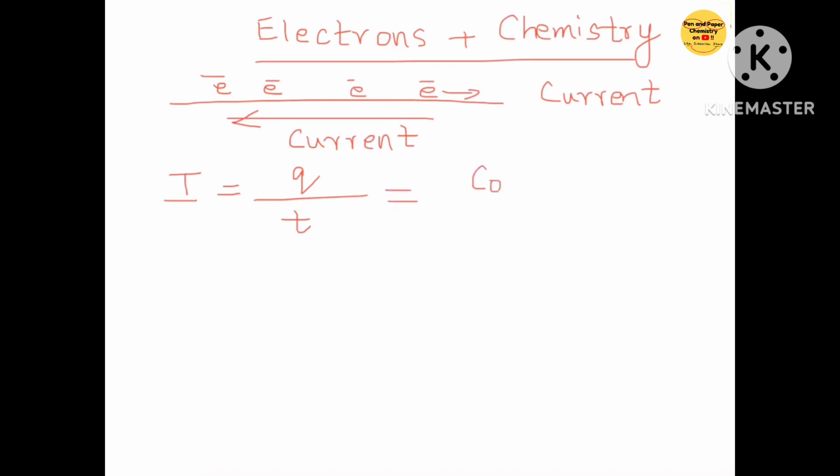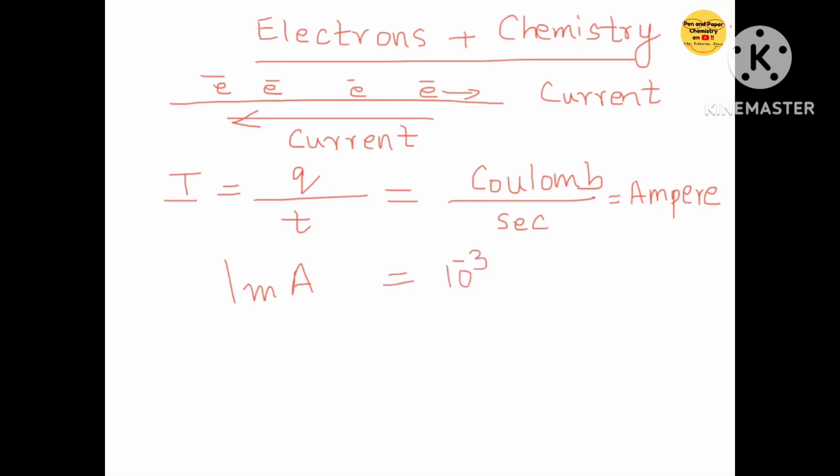Charge is written as coulomb. Time is in second, hence the unit of current is coulomb per second, or also written as ampere, A-M-P-E-R-E. You will also find the use of units like milliampere. So 1 milliampere is 10 to the power minus 3 ampere, denoted as capital A.